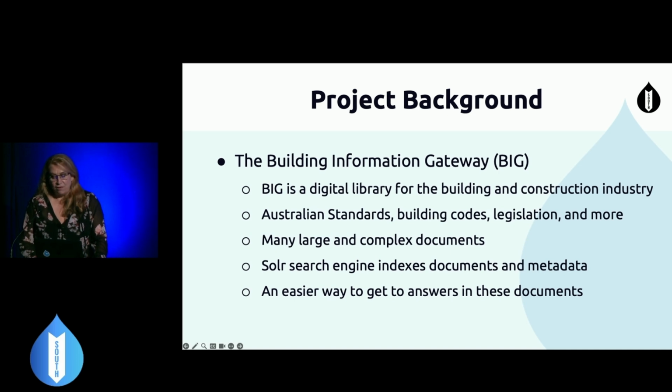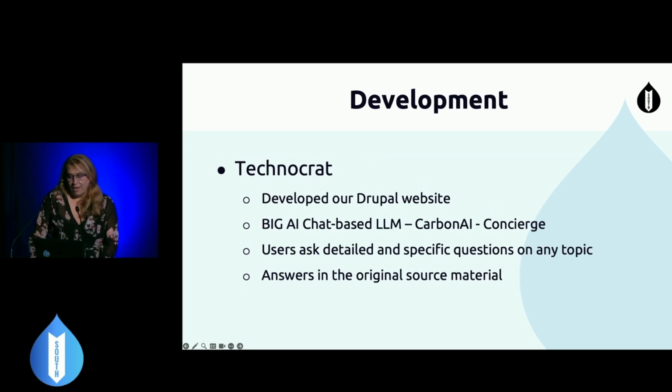But we want an easier way for our users to find the answers, so we're looking to AI as a solution. Technocrat are our developers on the BIG project, and this AI is using their CarbonAI product. The objective is a chat-based AI that allows our users to ask detailed and specific questions about any topic in our library. For Phase 1, the concierge will help users by showing them the full context of their answers within the original source material.